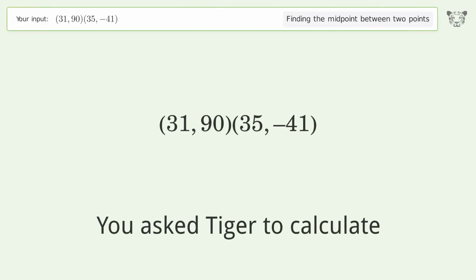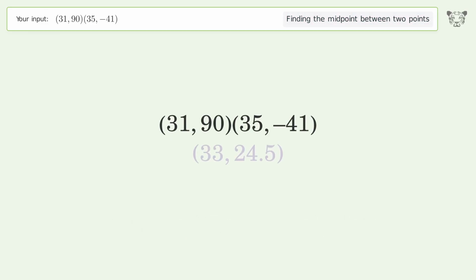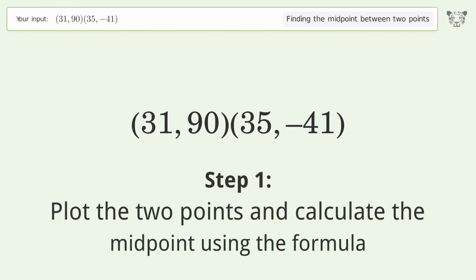You ask Tiger to calculate. This deals with finding the midpoint between 2 points. The midpoint between the 2 points is 33, 24.5. Let's solve it step by step. Plot the 2 points and calculate the midpoint using the formula.